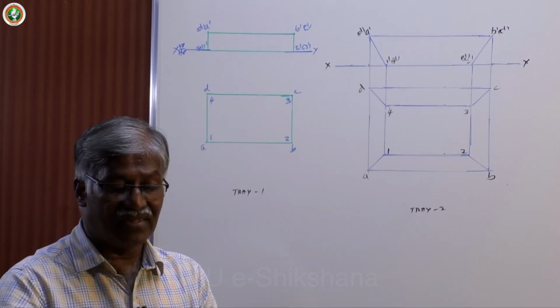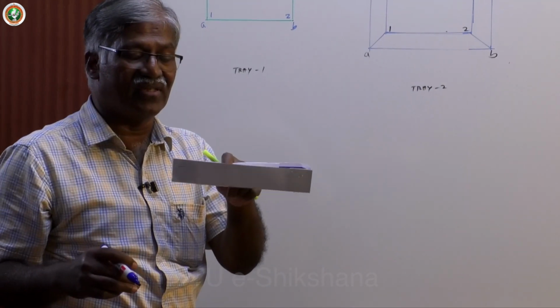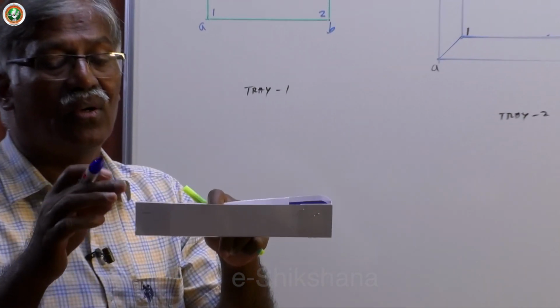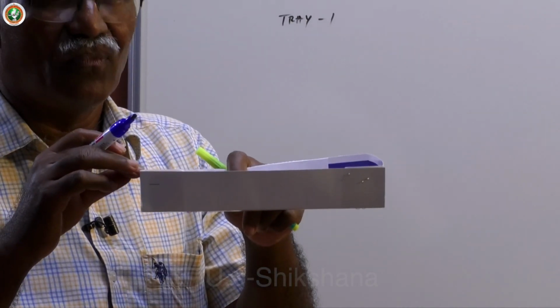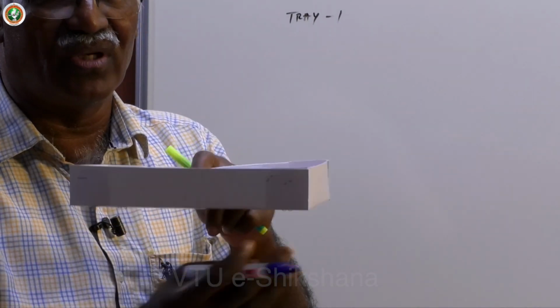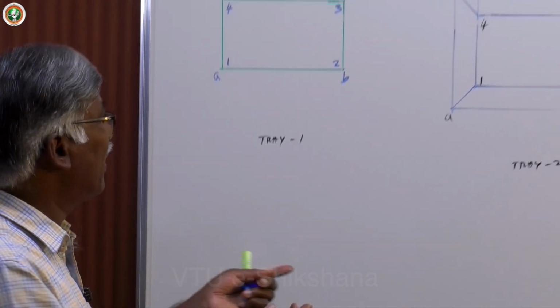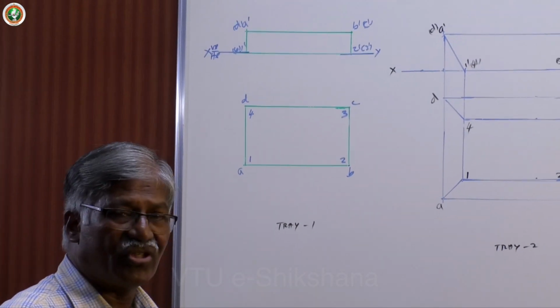See, this is A, B, C, D top face edges. 1, 2, 3, 4 are base corners. A, B, C, D are top face corners. Now, I would like to draw the development of this as per the projection concept.